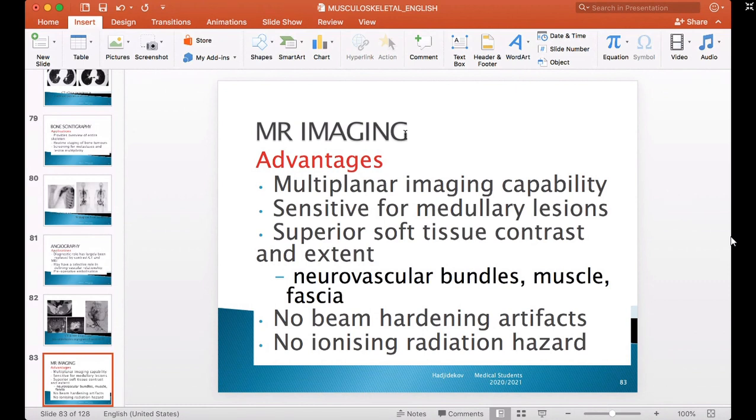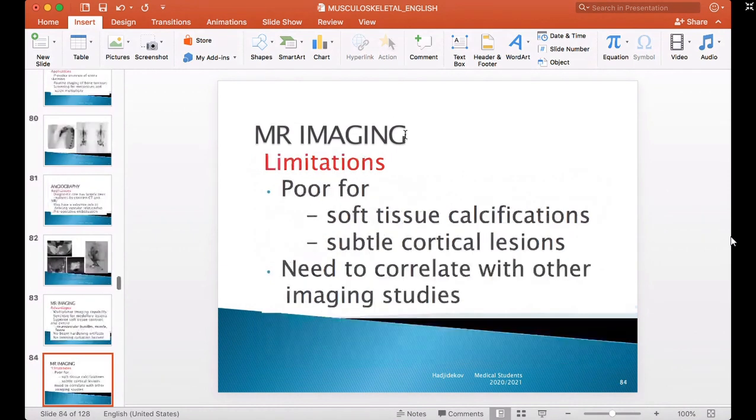You can see some neurovascular bundles, some muscles or fascia, and there are no beam hardening artifacts and no ionizing radiation hazard. The limitation of the method is that it's poor for calcifications. You know already that calcifications and calcium in general are not seen on MRI, but are better visualized on CT. And it's poor for the cortex. In fact, we have more calcium there than in other parts of the bones. And we need to correlate with other imaging studies. Always correlate your findings between CT and MRI, so compare with the other imaging modalities.